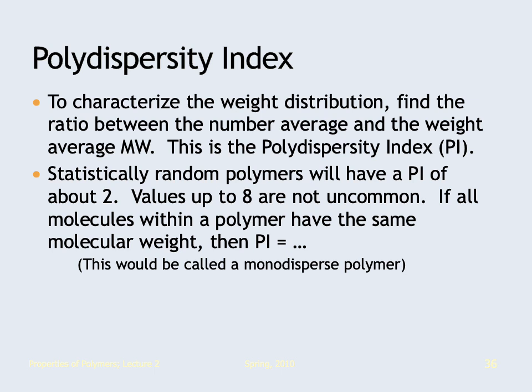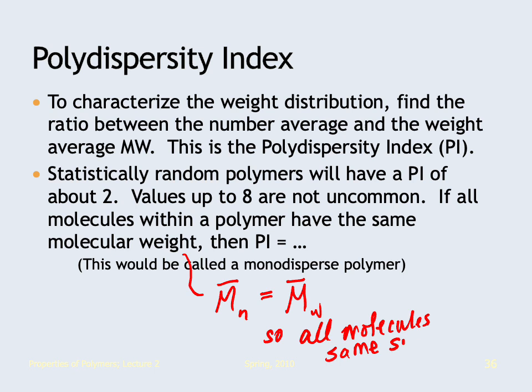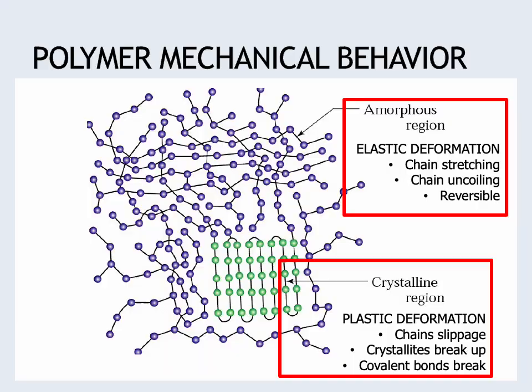If all the molecules in a polymer are all the same length, then Mn, the number average molecular weight, would equal the weight average molecular weight. So all the molecules would be the same size, which is pretty theoretical. It's called a monodispersed polymer. Okay, we're closing in on the end of the presentation.